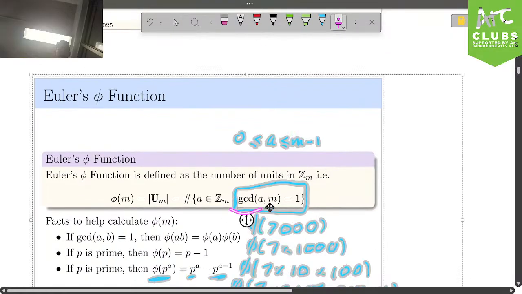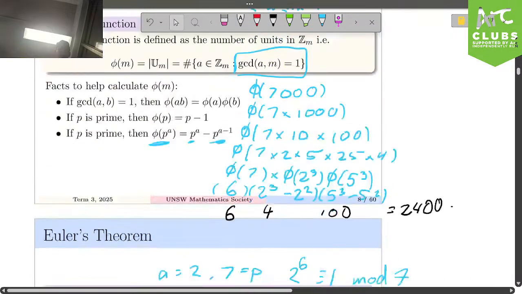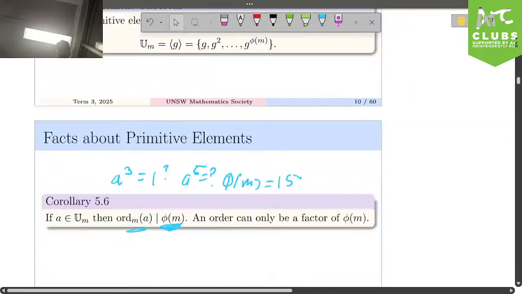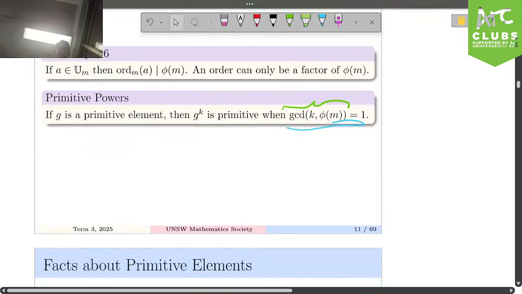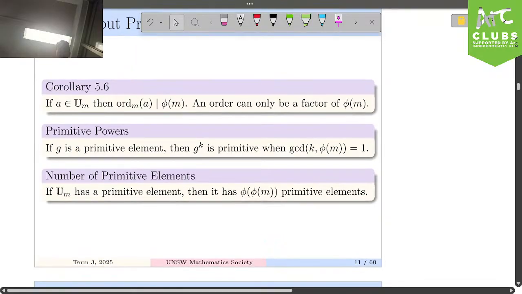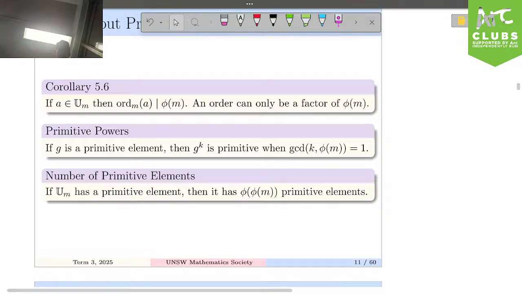So if I look at this equation, I'm going to compare and contrast to what we have down here. Oh, it's the same equation. So we get this corollary, which is that if Z_m has a primitive element, then it has phi of m many primitive elements, because phi of m calculates the number of solutions to this equation. Okay?